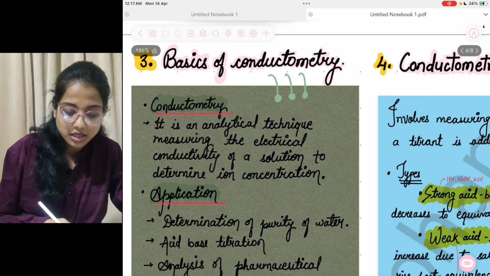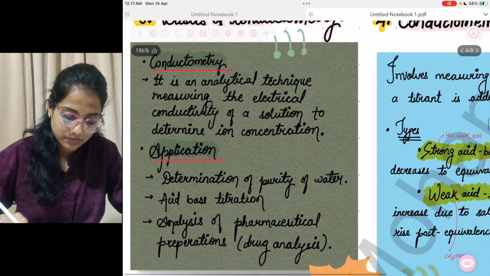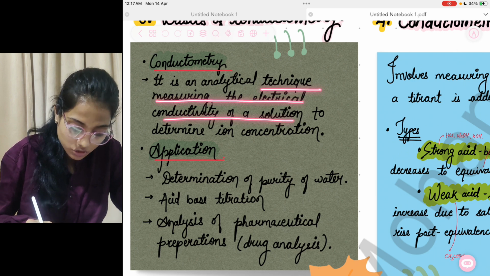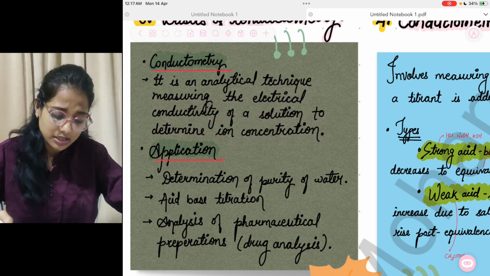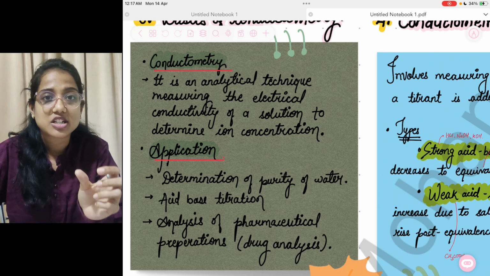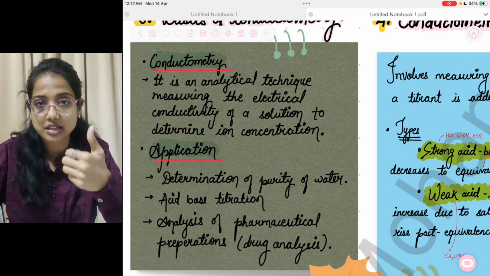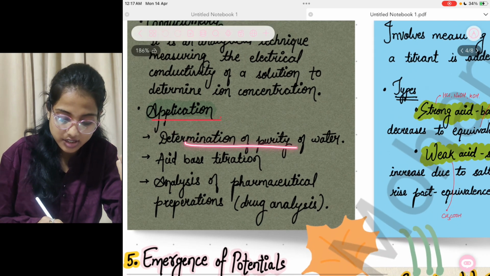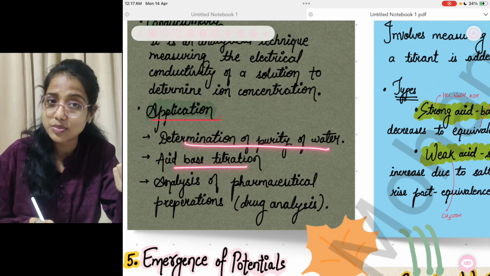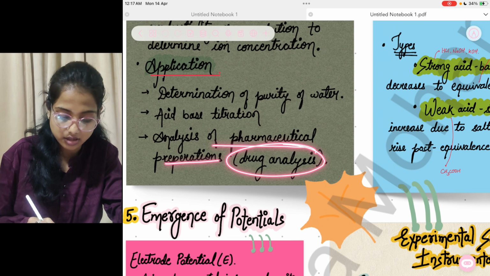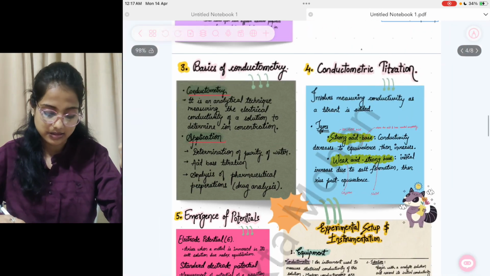Next we will study about the basics of conductometry. Conductometry is an analytical technique measuring the electrical conductivity of a solution to determine ion concentration. Means in this we will measure the electrical conductivity of a solution, from which we will know how much the concentration of ions in that solution is, whether it is more or less. What are its applications? Determination of purity of water, acid-base titration, and analysis of pharmaceutical preparations like drug analysis.